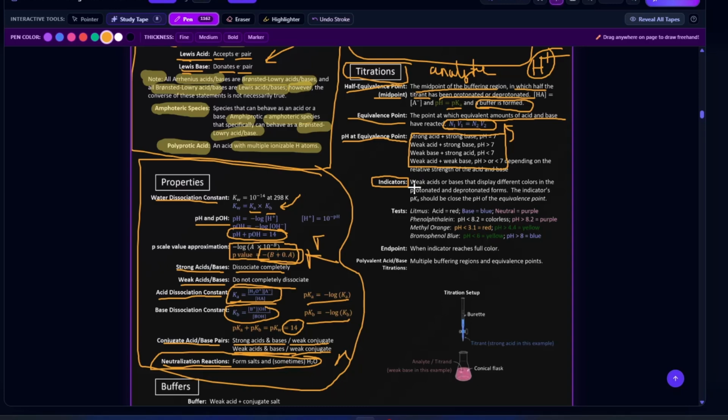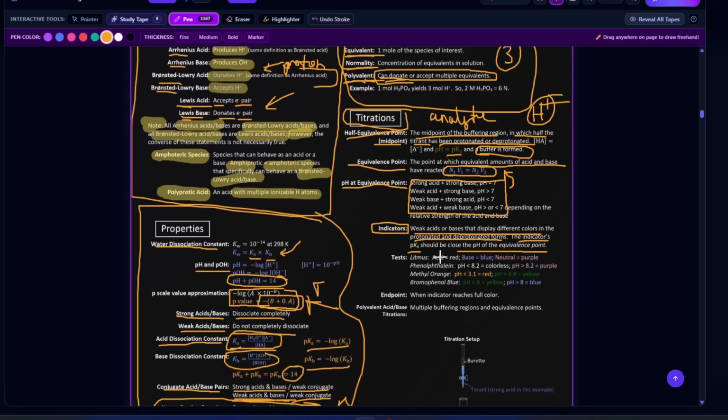So indicators are weak acids and bases that display different colors in the protonated and deprotonated forms. The indicator pK should be close to the pH of the equivalence point. So the indicator would indicate to you what? The indicator should indicate to you something like the pH of the equivalence point.